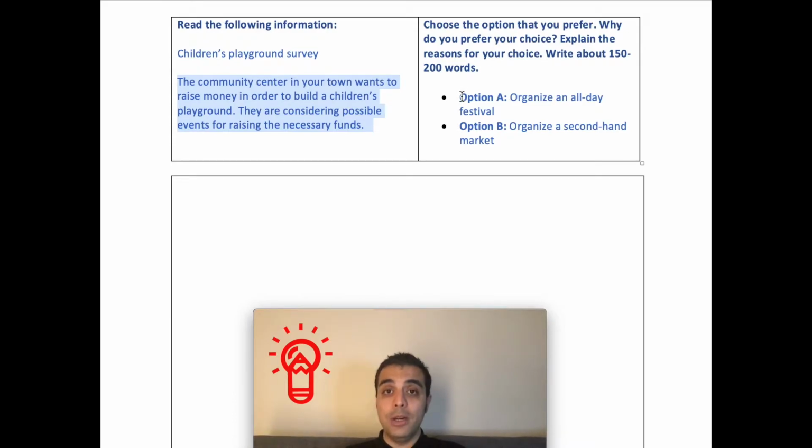Now, let's take a look at our two options. Option A says, organize an all-day festival. And option B says, organize a second-hand market. Now, mistake number one that a lot of students make is they jump into it. Especially under examination conditions, they feel pressed for time and they feel that they should rush things along because the clock is ticking.